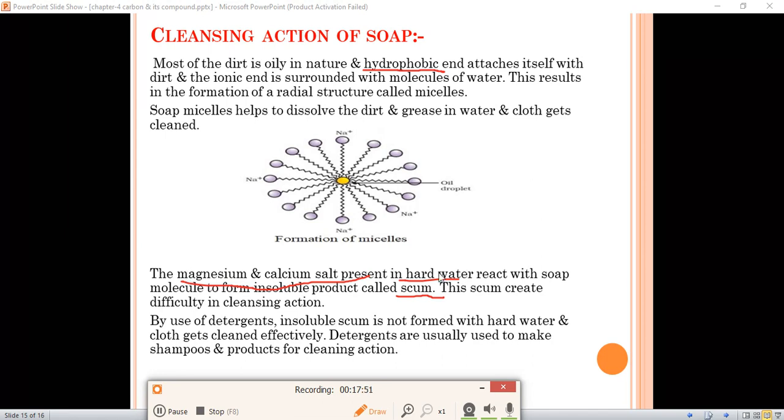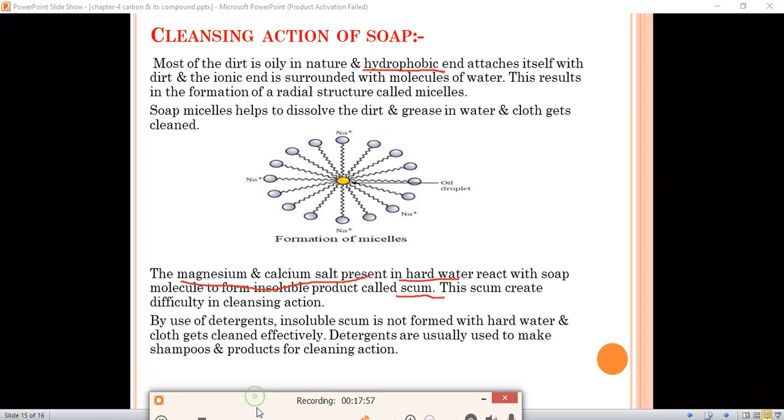That's why we cannot use soap in hard water, because it will produce scum with the magnesium and calcium salts present in hard water. By use of detergents, insoluble scum is not formed with hard water, and cloth gets cleaned effectively. This problem is overcome with detergent. Detergents can be used both in hard and soft water, because they will not form any scum with hard water also. Detergents are generally used to make shampoos and products for cleansing action.